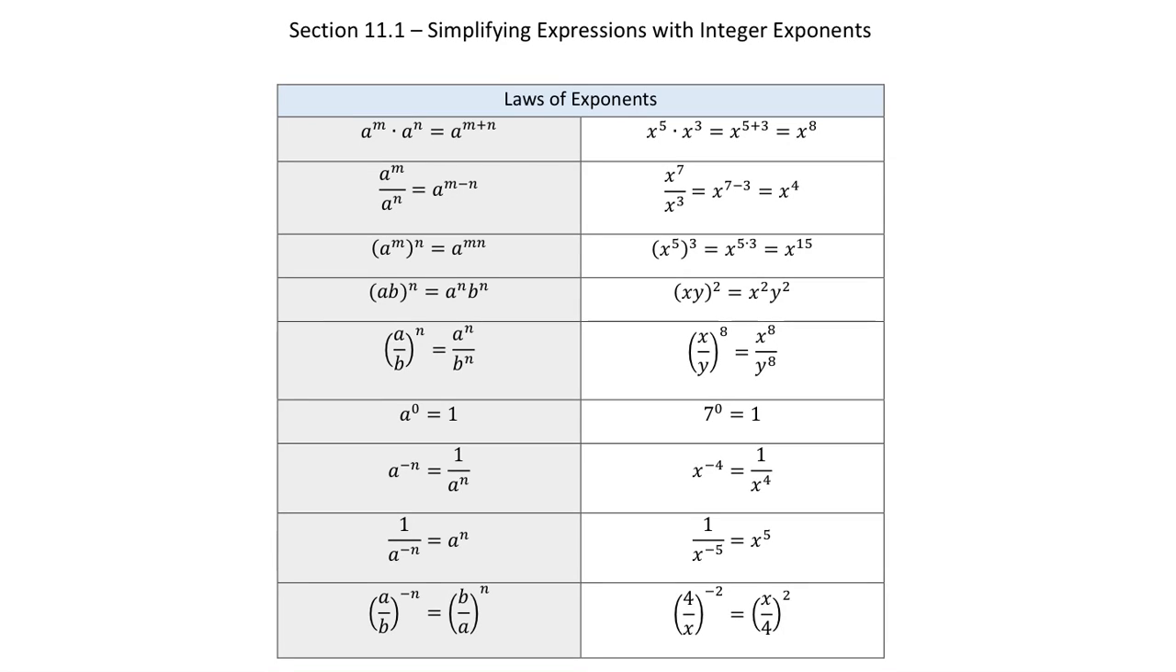Hello, this is section 11.1, Simplifying Expressions with Integer Exponents. Integers are numbers that could be positive, negative, or zero, and these numbers cannot be fractions or decimals. So, when we simplify expressions in this section, we will not see any fractions or decimals in the exponent. Instead, we will see only integers.